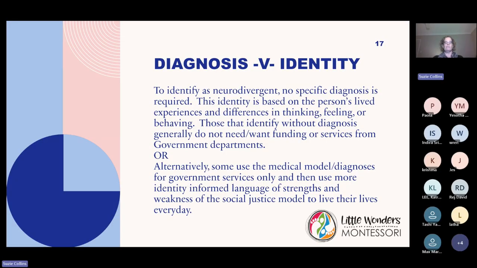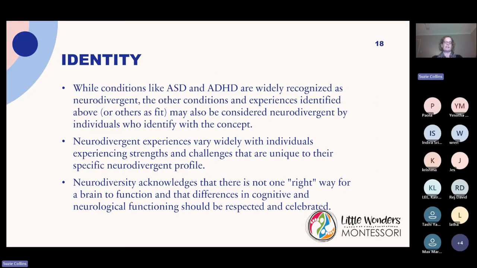So we're going to have a little bit more of a look at this identity aspect. While conditions like ASD and ADHD are widely recognised as neurodivergent, there are some other conditions and experiences that also fit within that and may be considered neurodivergent. But again, it's just up to those who identify with that particular model and concept as to which conditions they'd like that to include. And I could rattle off a couple of other specific diagnoses that might fall in there, but it's actually up to each individual person whether they identify as neurodivergent.